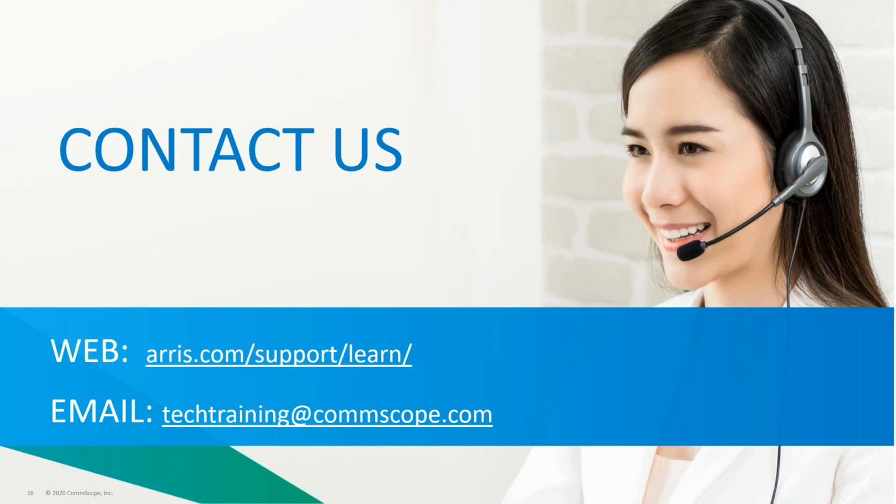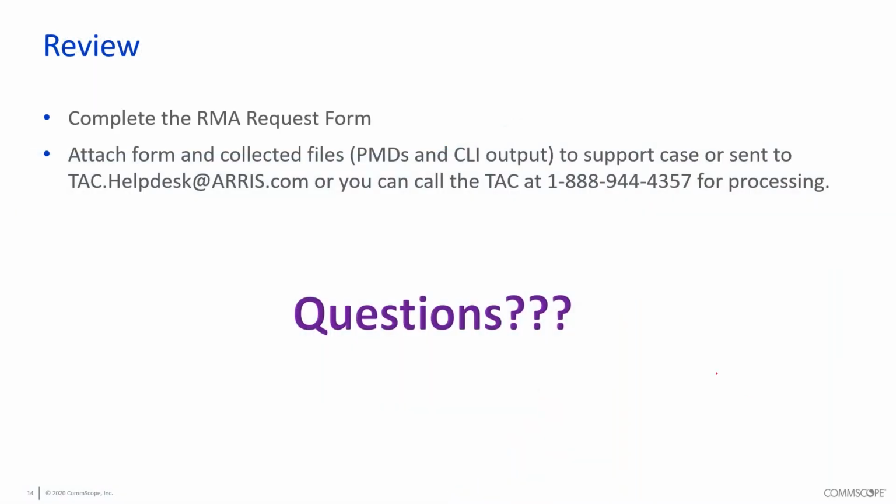I don't see any other questions. Andrew, do you have any? Yeah, one just came in. Could you put up the TAC contact info again? Here we go. You can see the email address, and I believe this has been changed, so I apologize for that. This should be commscope.com: tac.helpdesk@commscope.com, and then you also can give them a call at 1-888-944-4357.